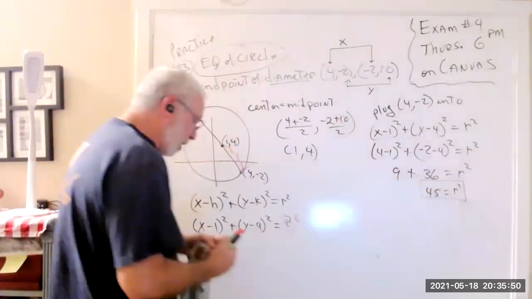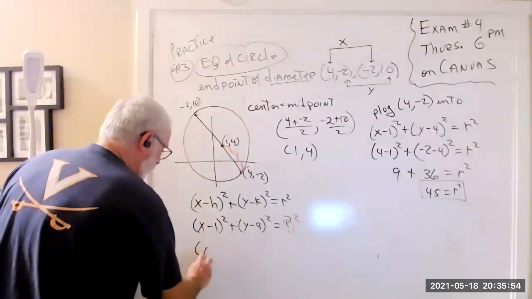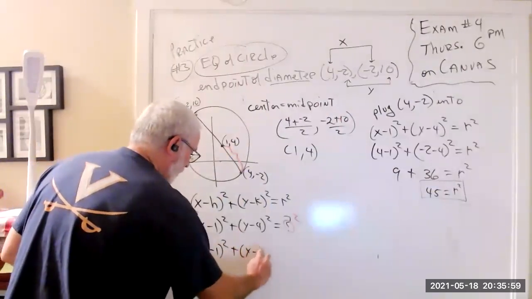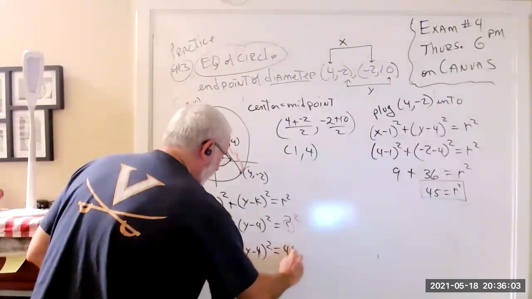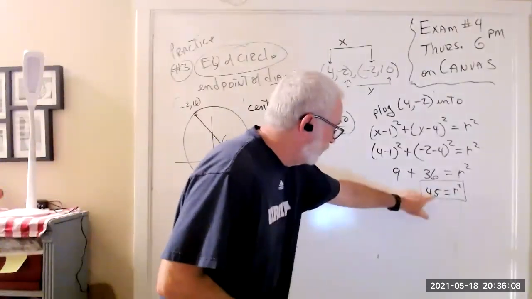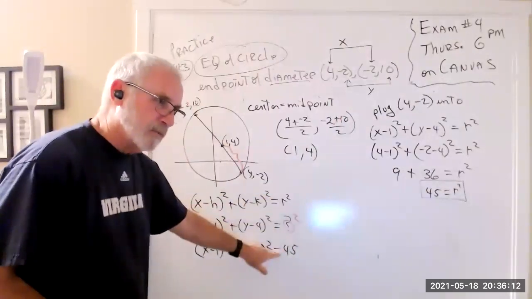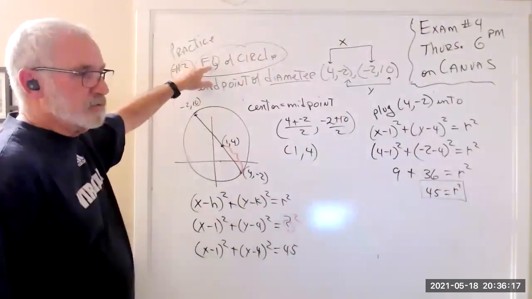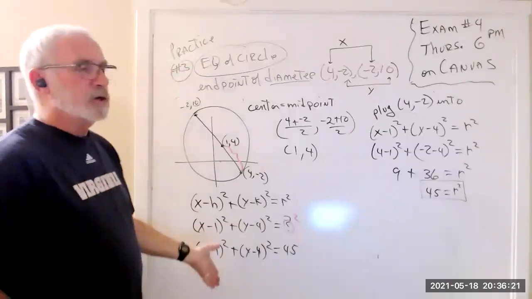Now, mom will have a fit because I will accept this as a final answer. Oops. I will accept that you just put the 45 over here in place of r squared, because the problem says find the equation of a circle. So that's good enough.